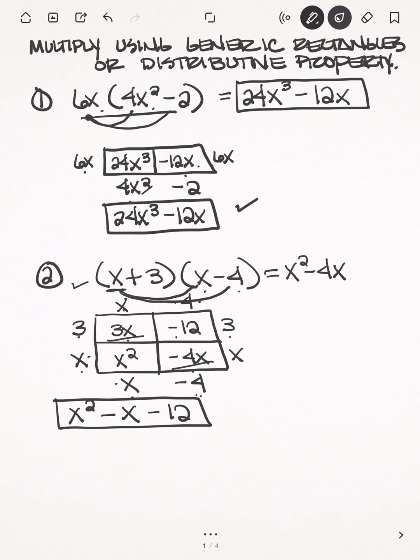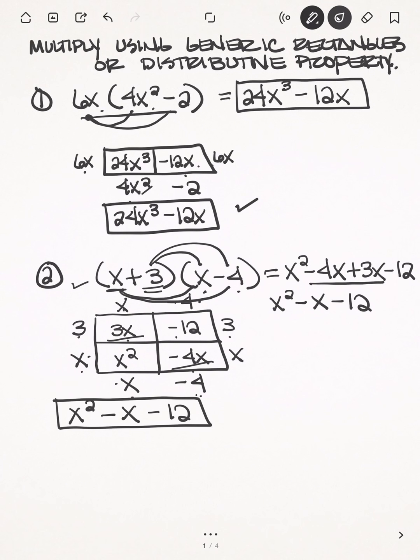Then I multiply the second term in my first parenthesis by everything in the other parenthesis. So I say 3 times x is 3x, and I have positive 3 times negative 4 is negative 12. Now you can see that I still have like terms here, so I have one more step, and I collect like terms. I get x squared minus 1x minus 12.